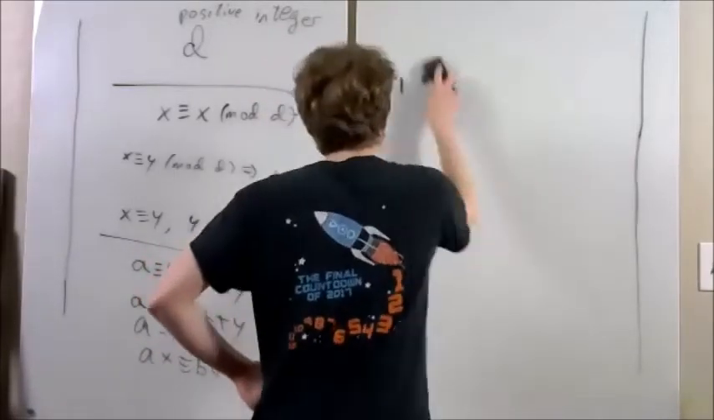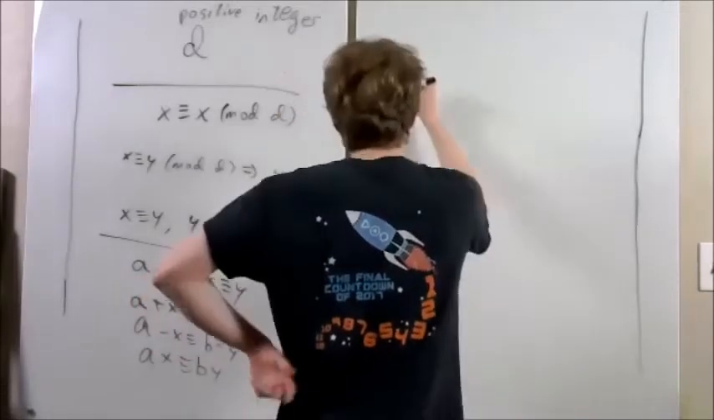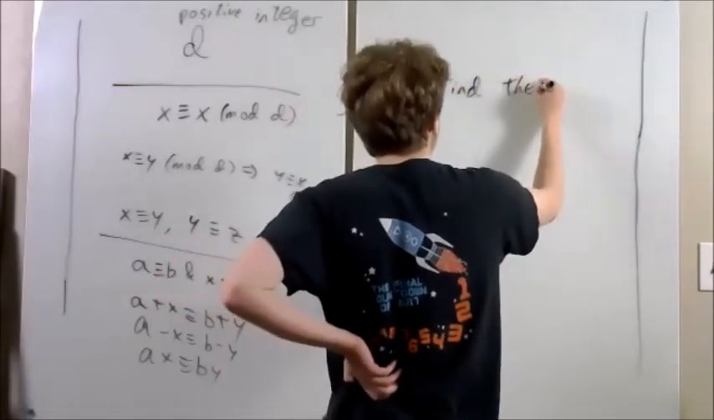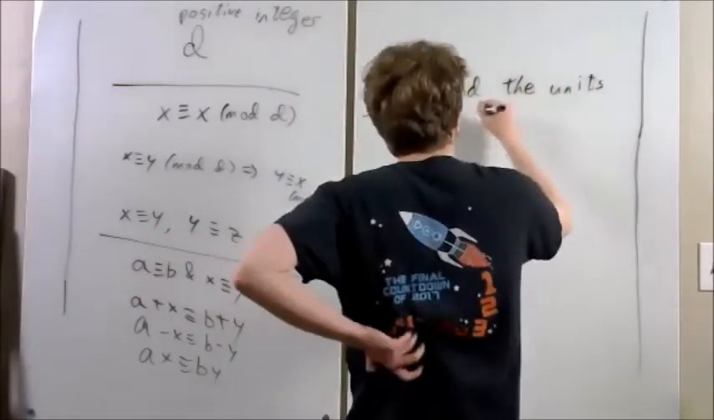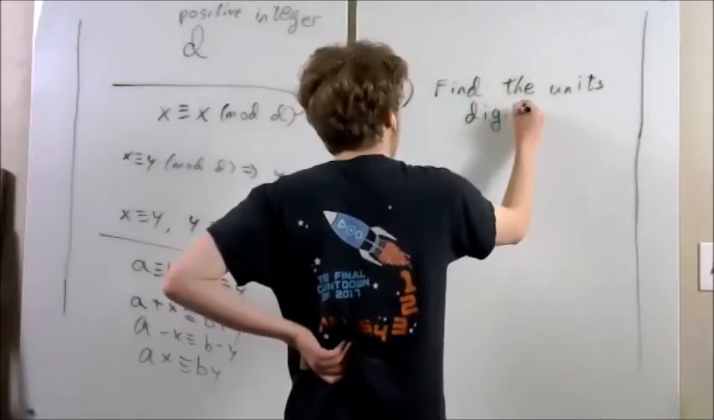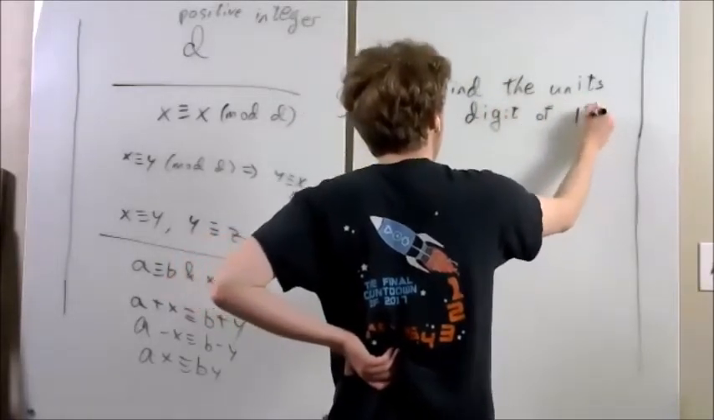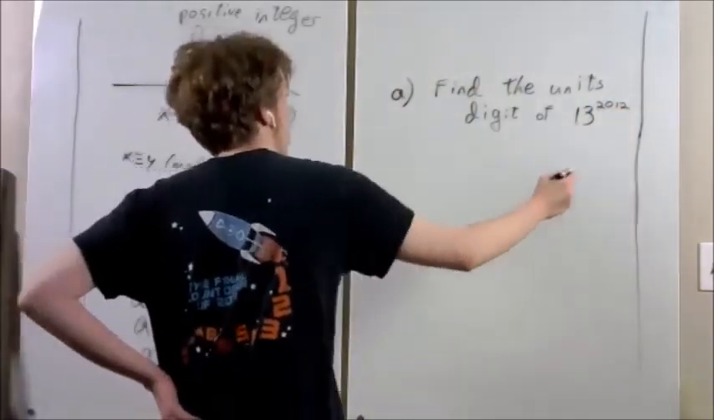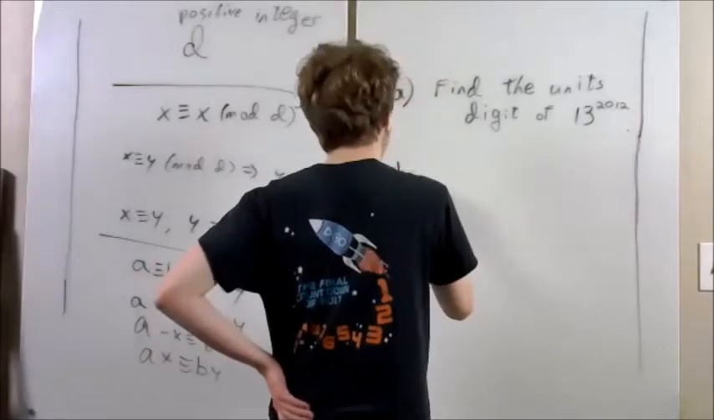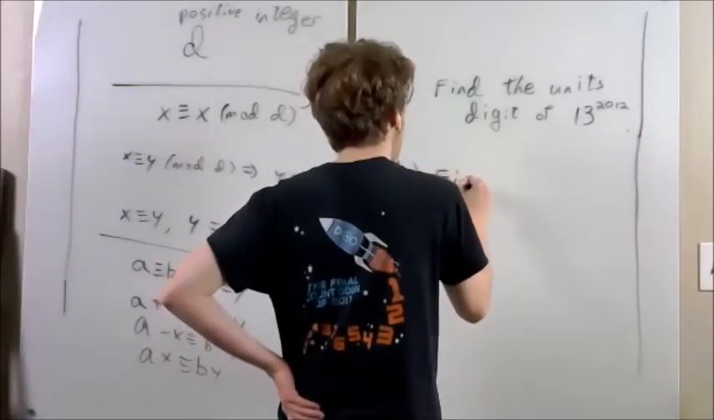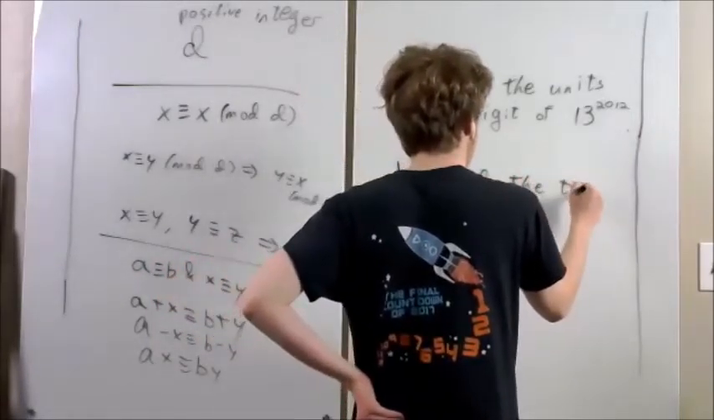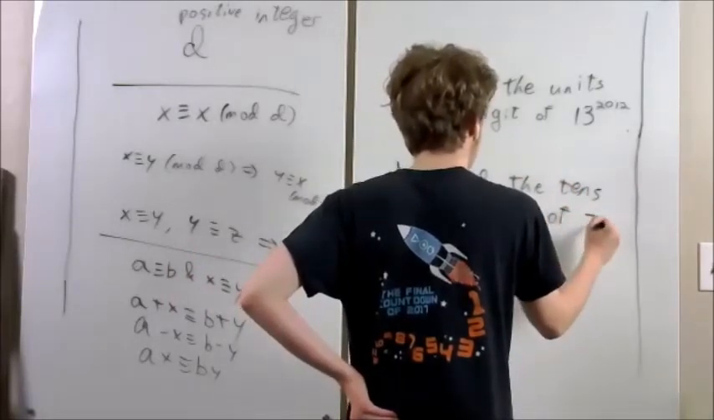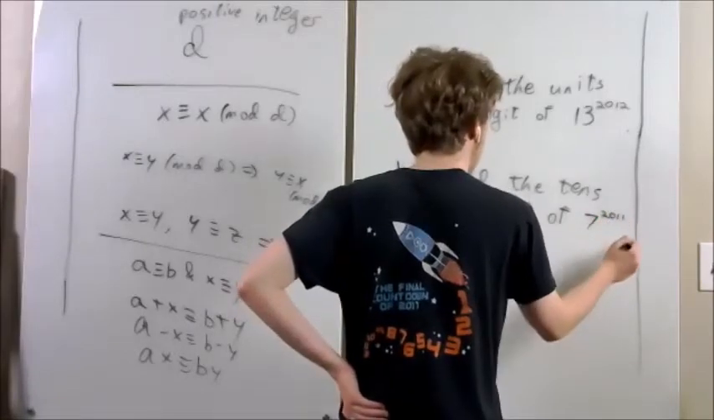or should I say part A, look at this as a problem with 2 parts. Part A, find the units digit of 13 to the power 2012. And part B, find the tens digit of 7 to the power 2011.